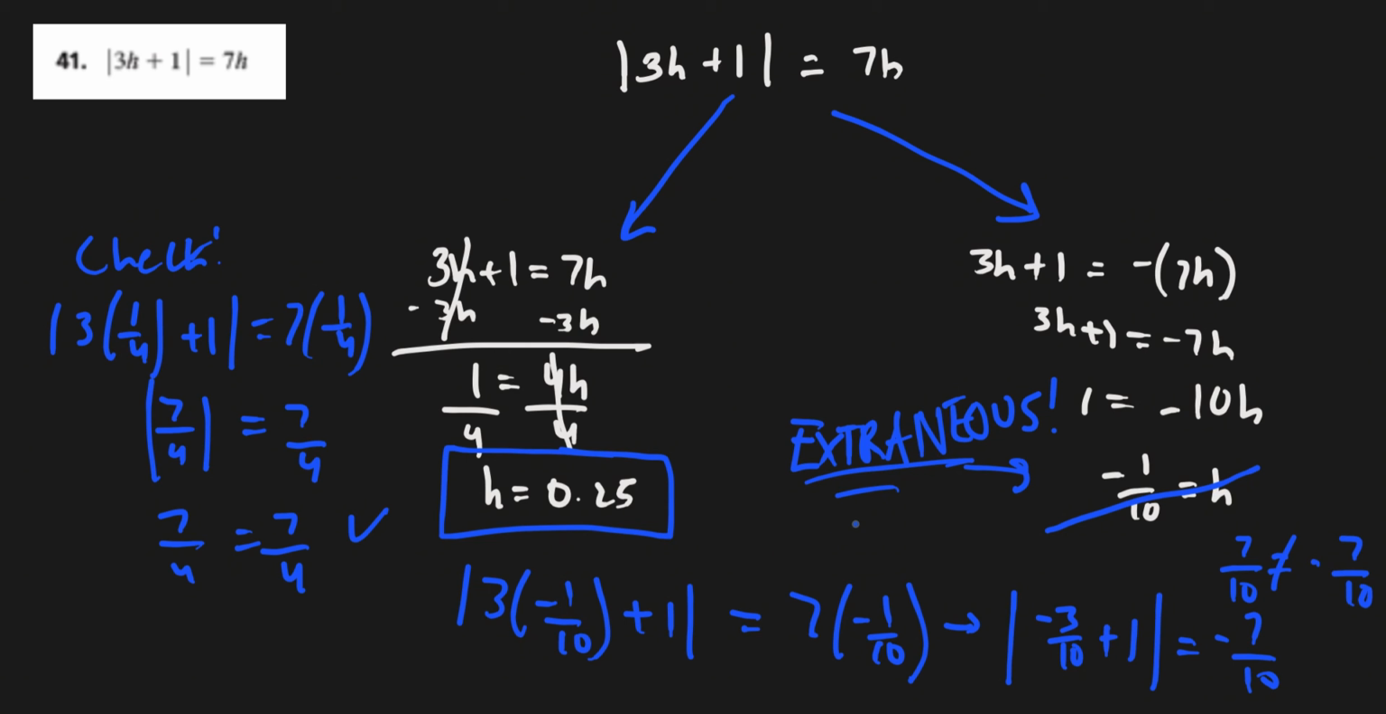Extraneous solutions do exist. So in this case, the only answer is h equals 0.25 or, of course, h equals 1/4. And this is your answer.